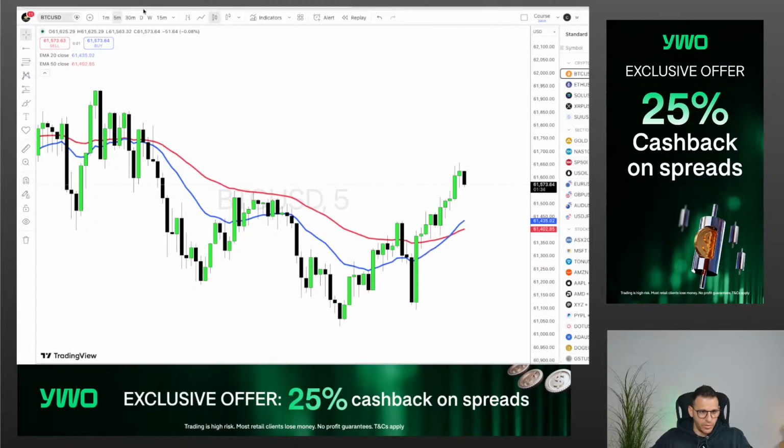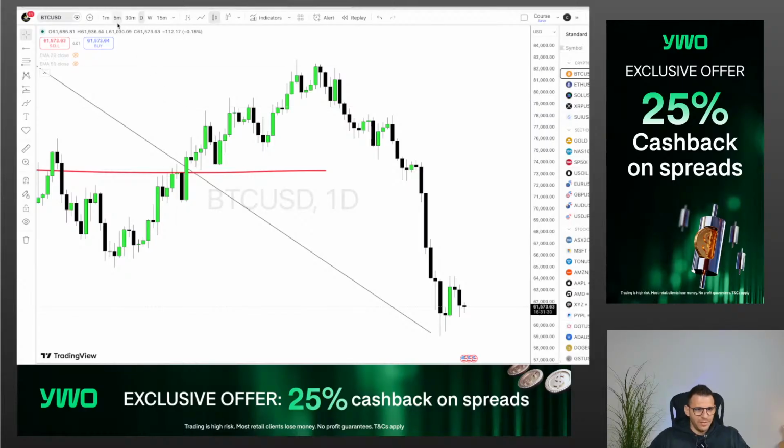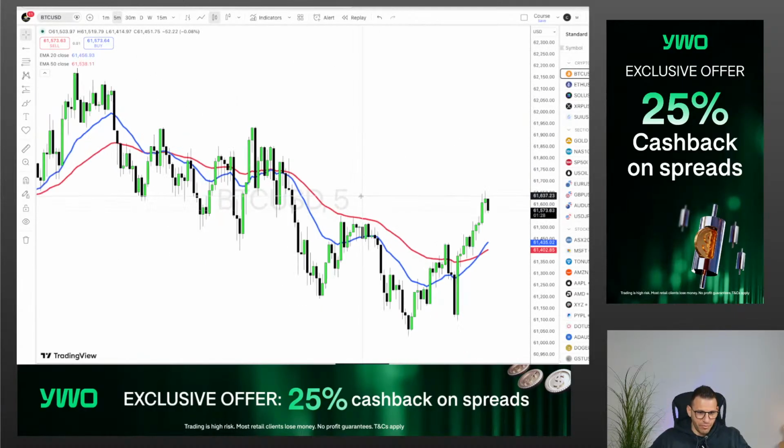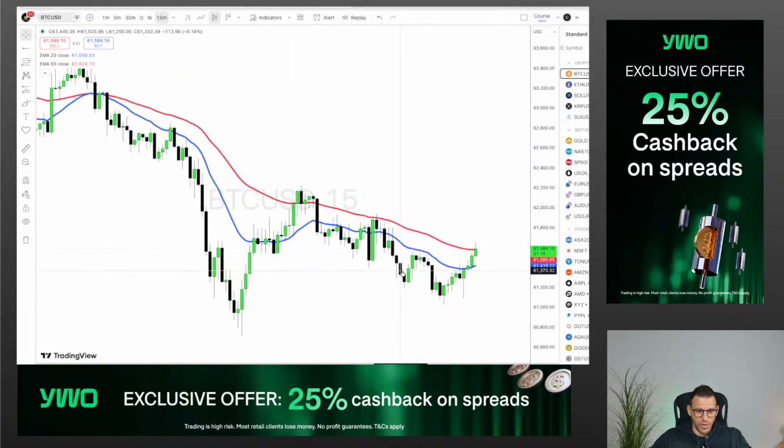Guys, are you interested in trading Bitcoin? Actually, day trading Bitcoin on the 5-minute chart gives such good scalping, so good. Sometimes I just love trading this one here.